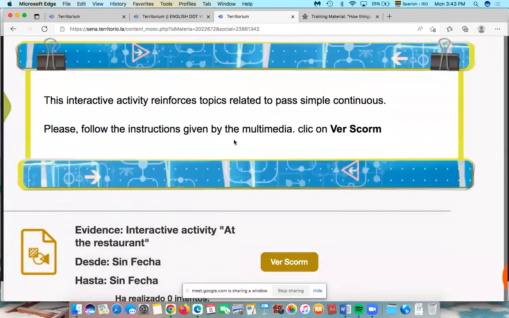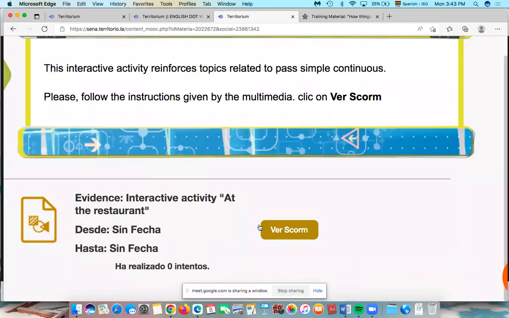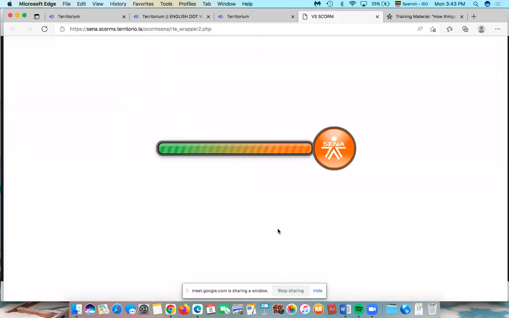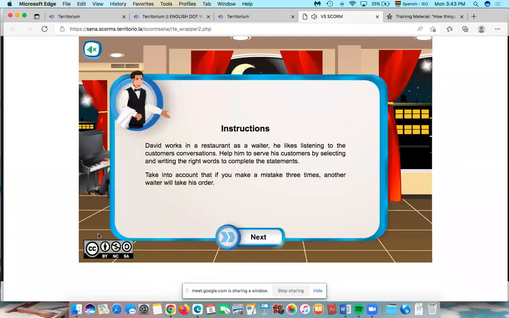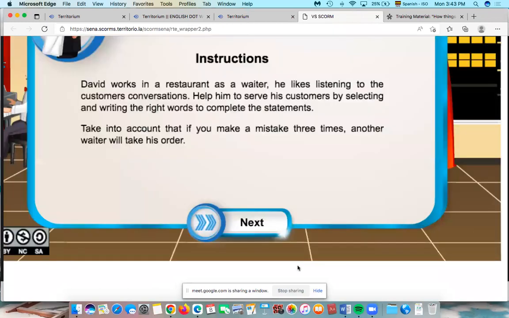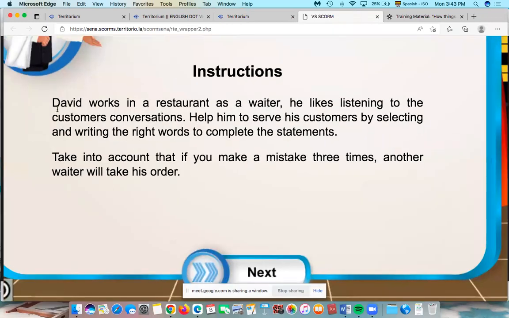Let's check it out. The interactive activity to do it, you're going to click here on Ver escorm. Interactive activity at the restaurant. Okay, sorry, well, you can listen to the instructions here. Elkin, can you read the instructions here, please?